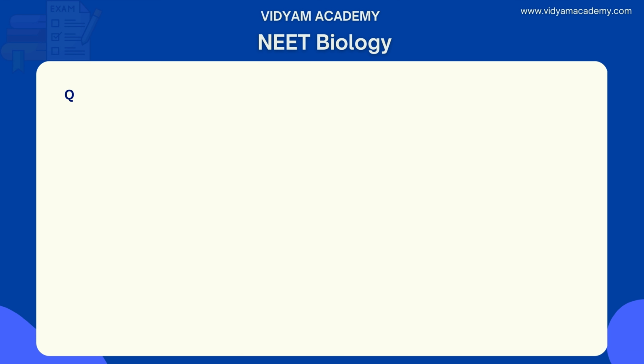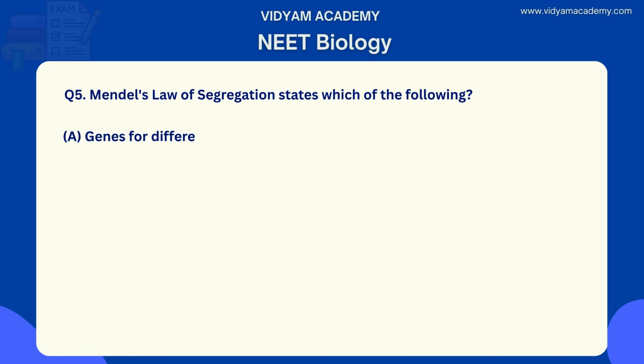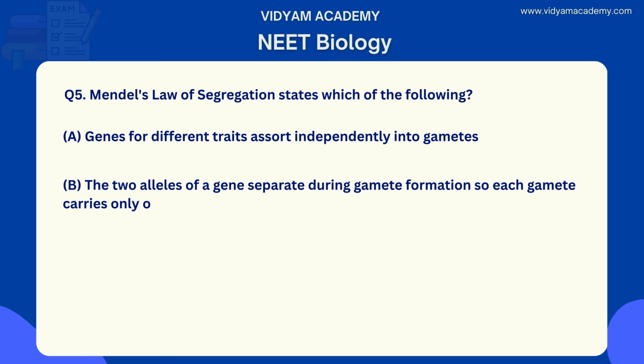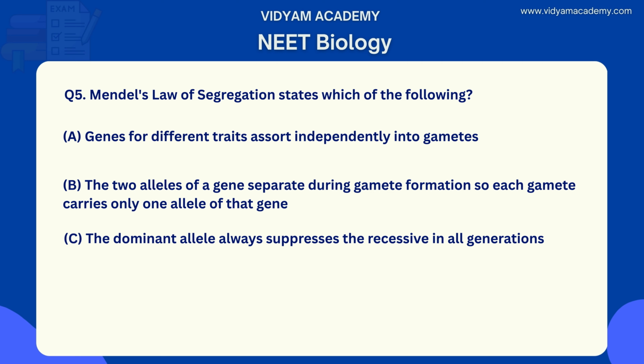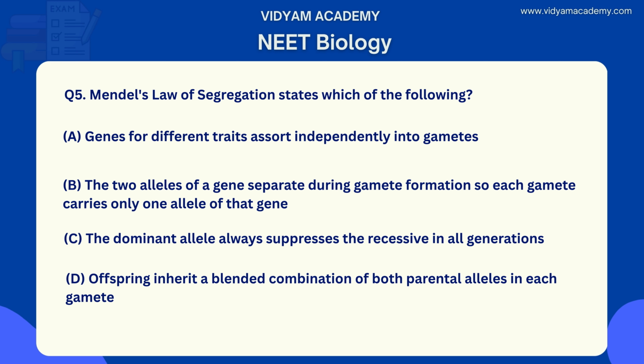Let's move to question number 5. Mendel's law of segregation states which of the following? Option A. Genes for different traits assort independently into gametes. Option B. The two alleles of a gene separate during gamete formation, so each gamete carries only one allele of that gene. Option C. The dominant allele always suppresses the recessive in all generations. Option D. Offspring inherit a blended combination of both parental alleles in each gamete.